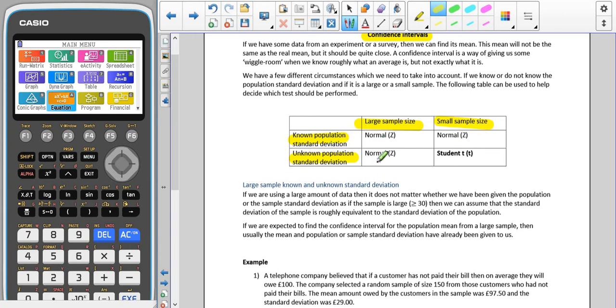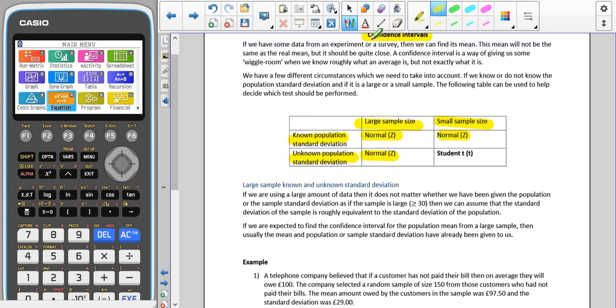And the reason why we're looking at these three is because, as you can see from this table, they all mean that we are looking at the same test. We can see here that in each of these three circumstances, we have a normal or Z that we are looking at.